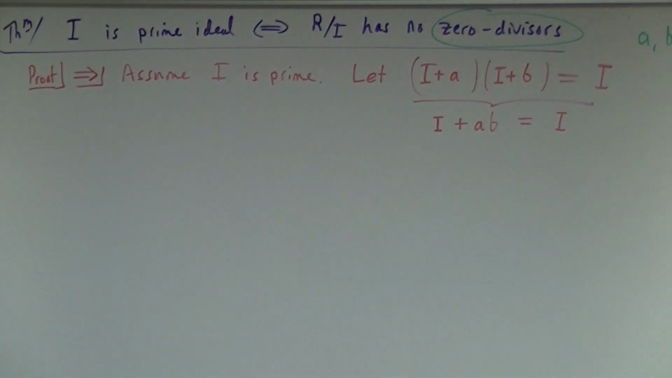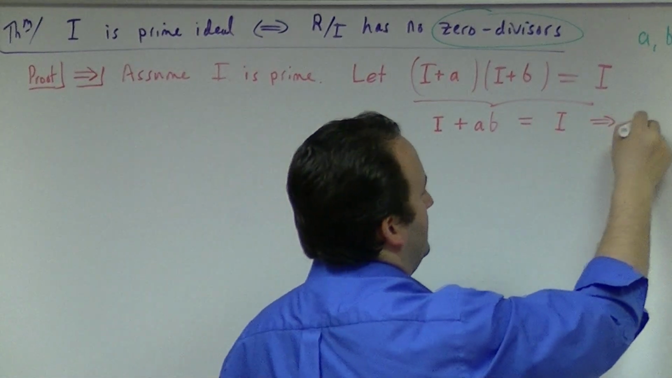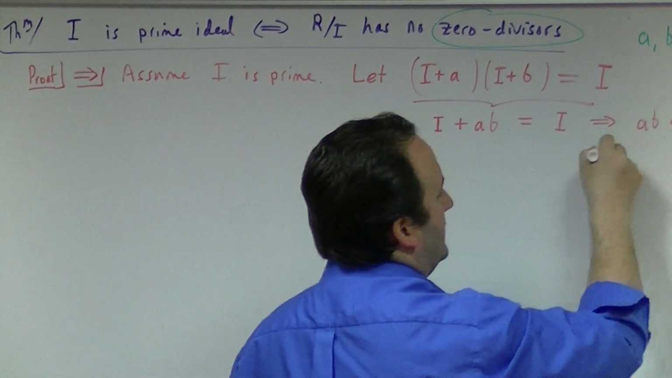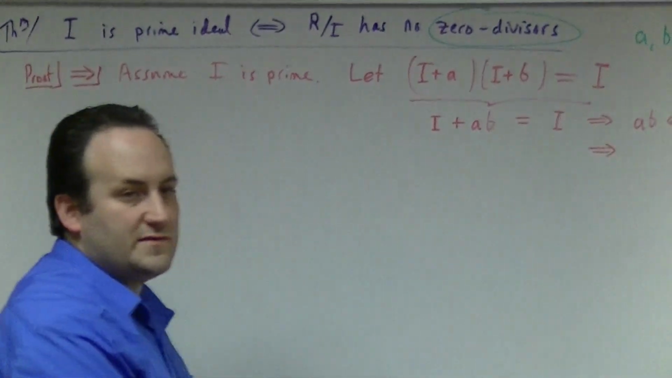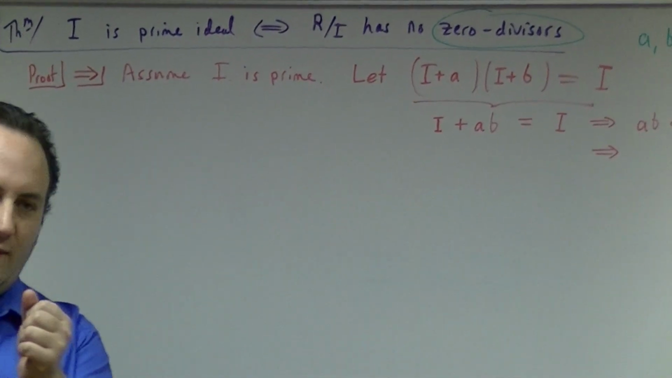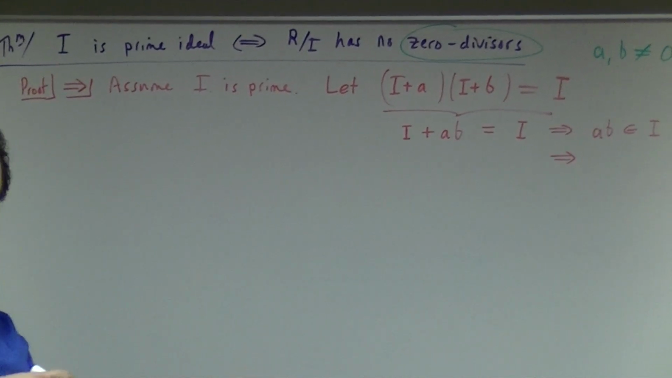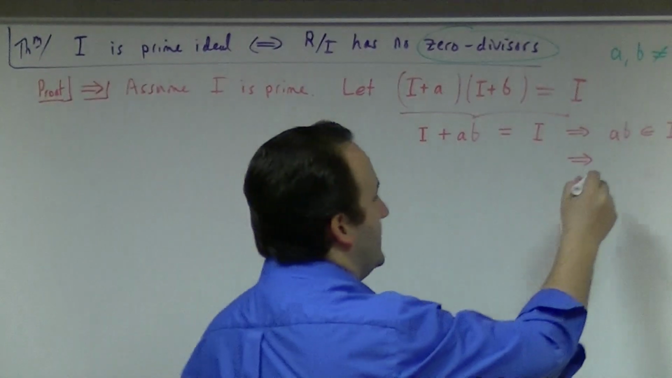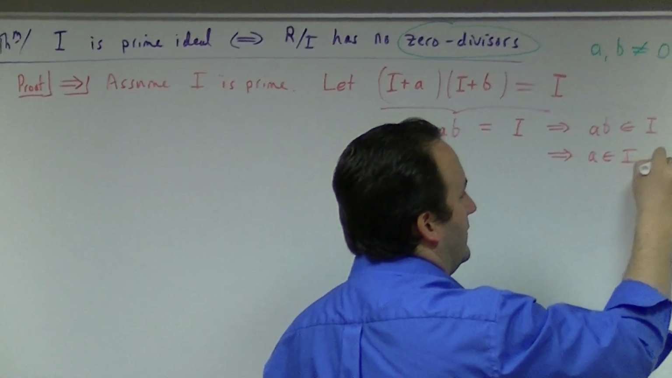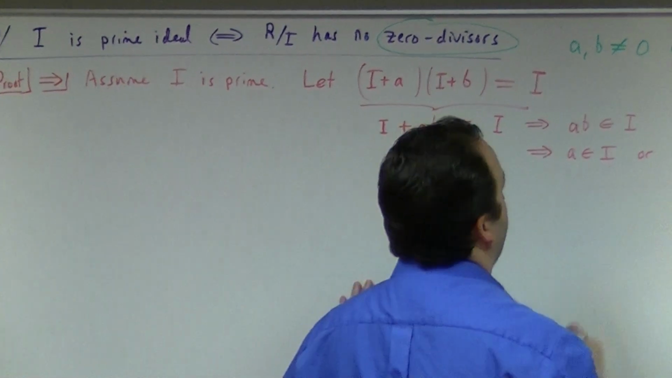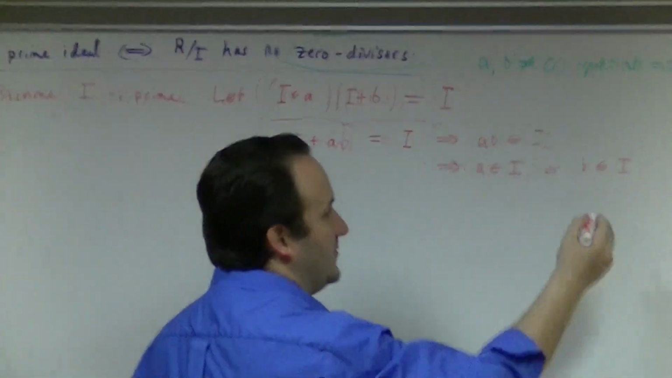I don't want to double the amount of notation you need to understand. It's just with I plus A. Okay, so I plus AB. What's that mean? Exactly. So AB is an element of I. But remember we proved last time about prime ideals: if the product AB is an element of a prime ideal, then A is an element of I, or B is an element of I. That's exactly what we need.